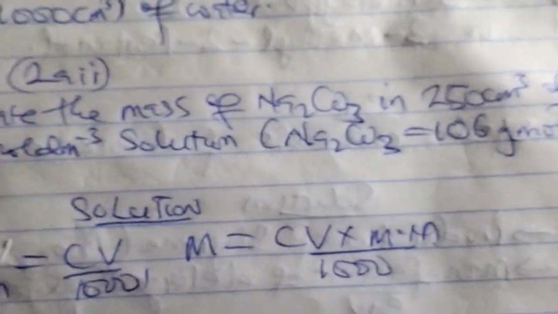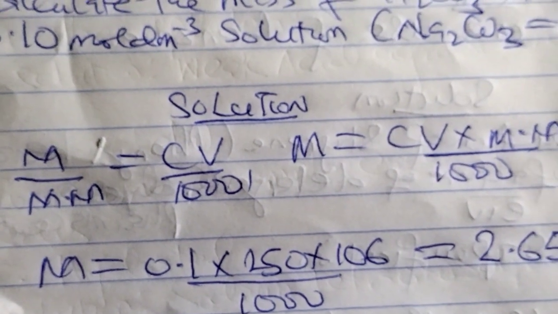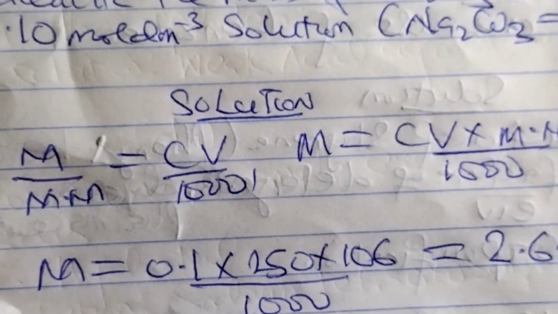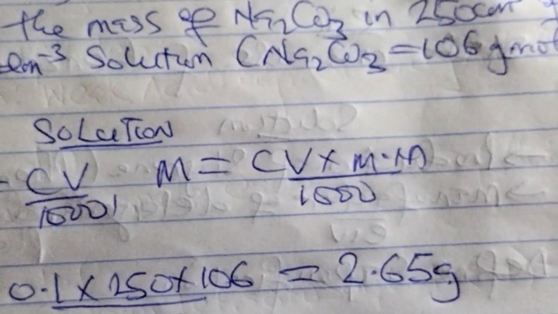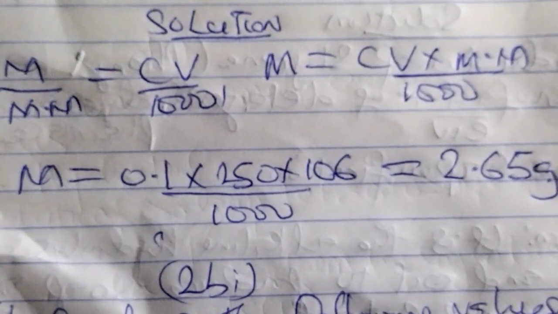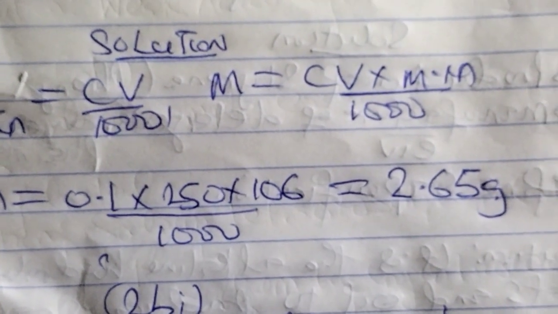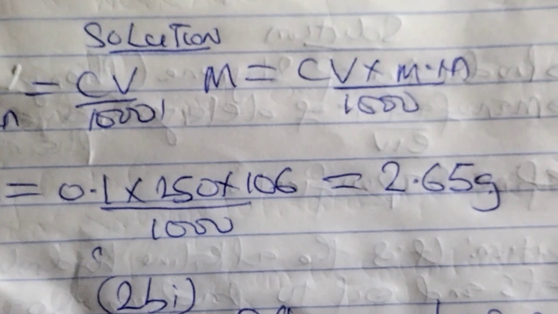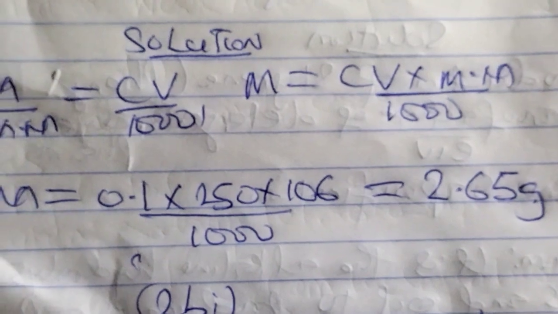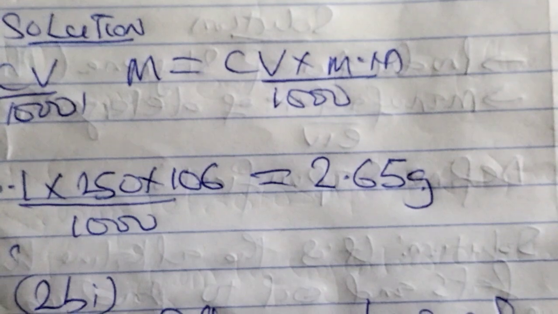Solution: we apply the concept mass over molar mass equal to CV over 1000. Both formulas are equal to number of moles. We now make mass the subject. Mass becomes CV times molar mass over 1000. We substitute the values given to us: mass becomes 0.1, that's the concentration, times 250, the volume, times the molar mass 106 over 1000. That 1000 is to convert the 250 to dm cube. So when we solve, the answer is 2.65 grams to 3 SF.